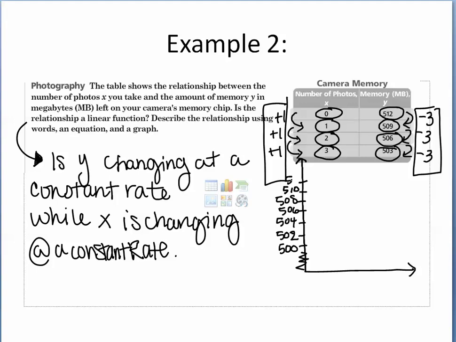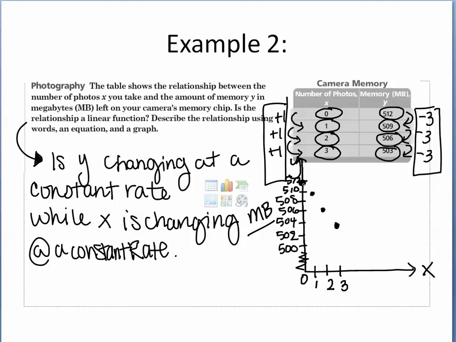510, and then 512. Okay, so this is megabytes. That's our Y. And that is dependent upon how many pictures we're taking. So for X, 0 pictures here is going to be 512. 1 picture is going to be 509. 2 pictures is going to be 506. 3 pictures is going to be 503.